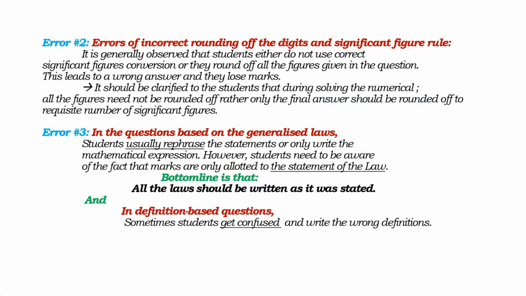Error number 2. Errors of incorrect rounding of the digits and significant figure rule. It is generally observed that students either do not use correct significant figures conversion or they round off all the figures given in the question. This leads to wrong answer and they lose marks. It should be clarified to the students that during solving the numerical, all the figures need not be rounded off, rather, only the final answer should be rounded off to requisite number of significant figures.